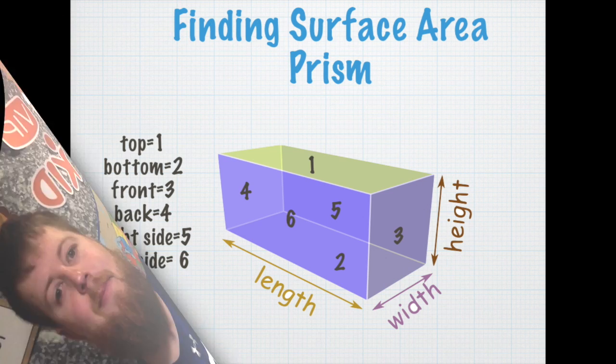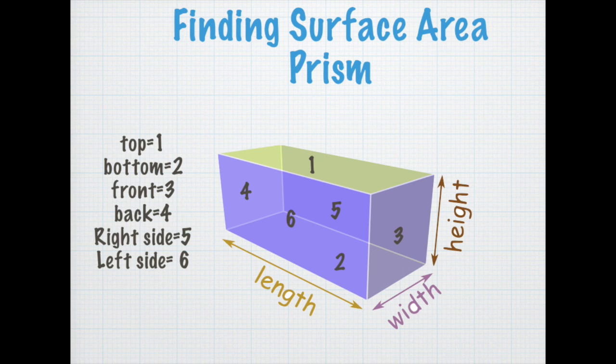Okay? Alright, so when we're finding the surface area of a prism, what we are going to do first is identify the top, bottom, front, back, right, and left side, which makes a grand total of 6 sides. We need to be able to identify each side of the prism because we need to find the area for all sides of the prism or the 3D object.